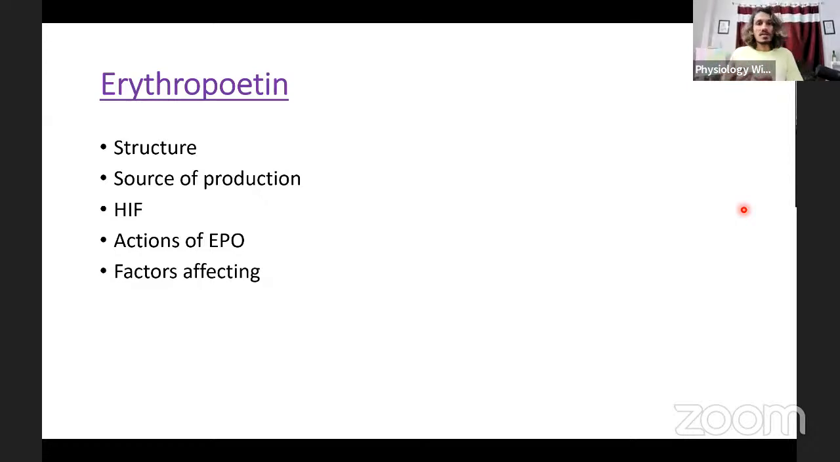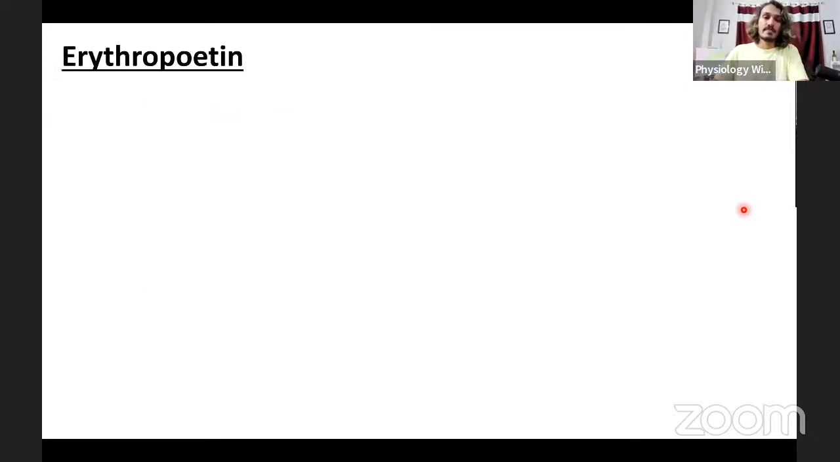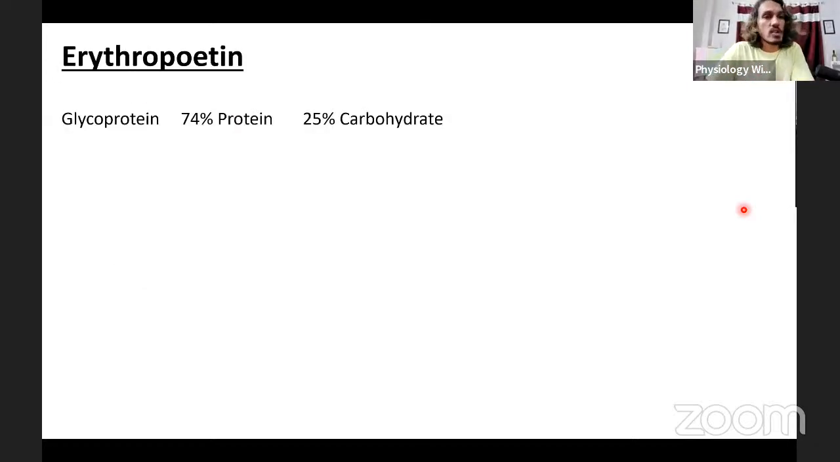Next is understanding what is erythropoietin. Under erythropoietin, we'll talk about the structure of erythropoietin, where it is produced, hypoxia-inducible factors, actions, how erythropoietin acts, and the factors affecting erythropoietin. Erythropoietin is a glycoprotein. So it's a protein. What is it? A glycoprotein. Around 74% of that is protein, 25% is carbohydrate.